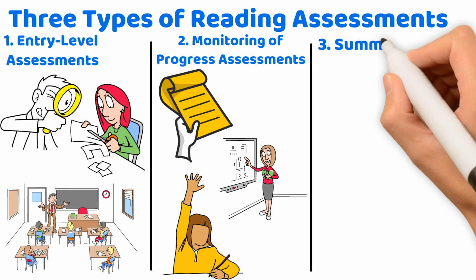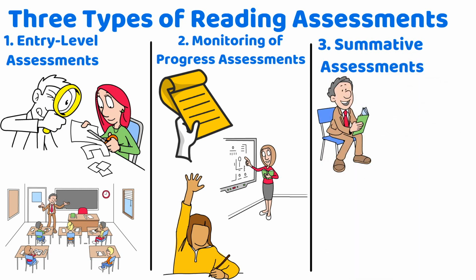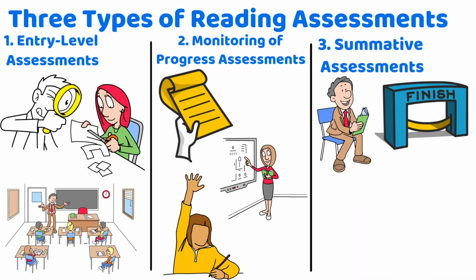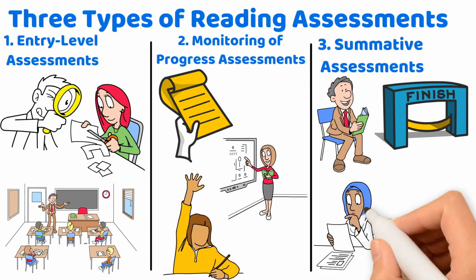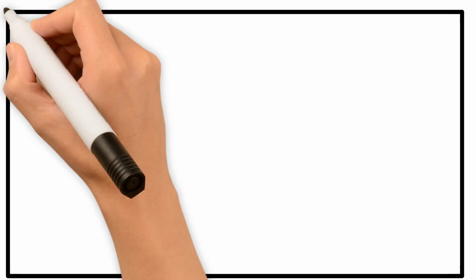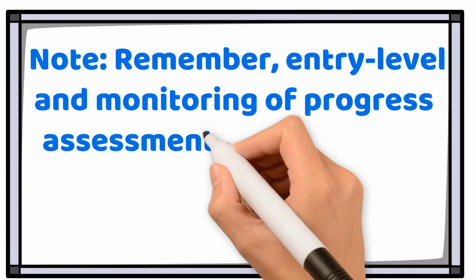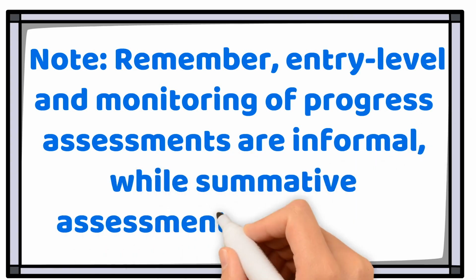3. Summative assessments. These are formal and occur after a learning period, such as at the end of a unit or semester, to evaluate overall learning and mastery of content. An end-of-unit test on a novel study is a common example. Note: remember, entry-level and monitoring of progress assessments are informal, while summative assessments are formal.